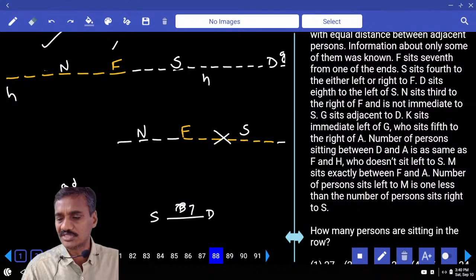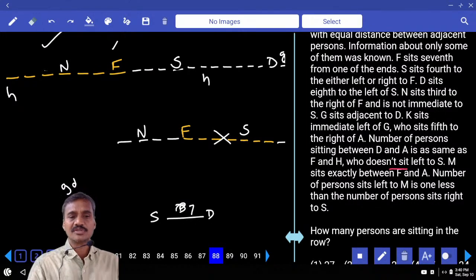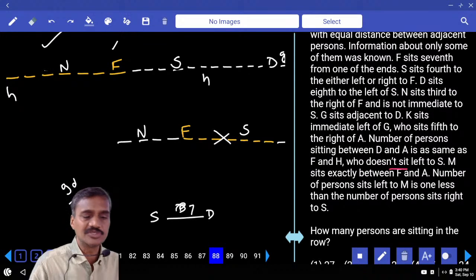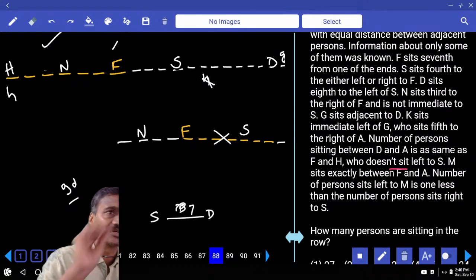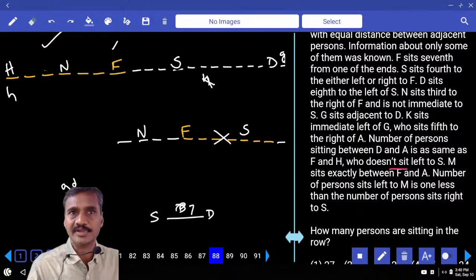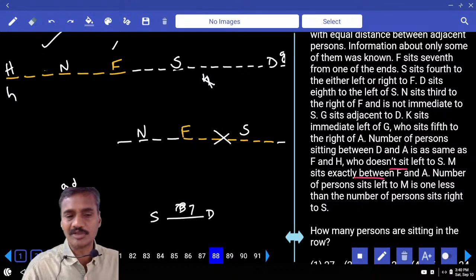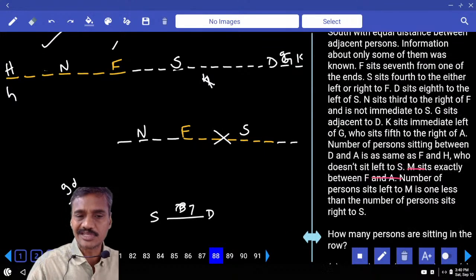H does not sit to the left of S. H is not to the left of S. As H is not left of S, H cannot be here, and H must be at the starting. And next one, M. Whatever this M is, M sits exactly between F and A. M is exactly between F and A.